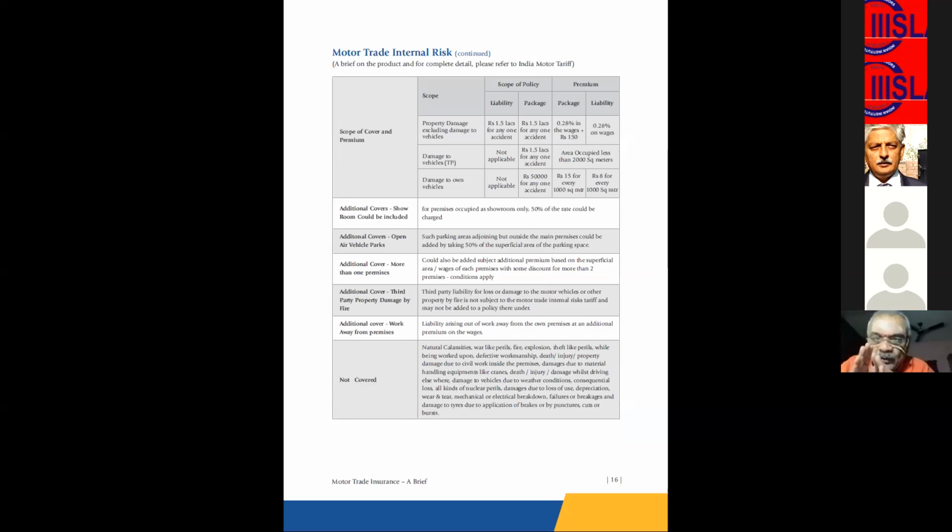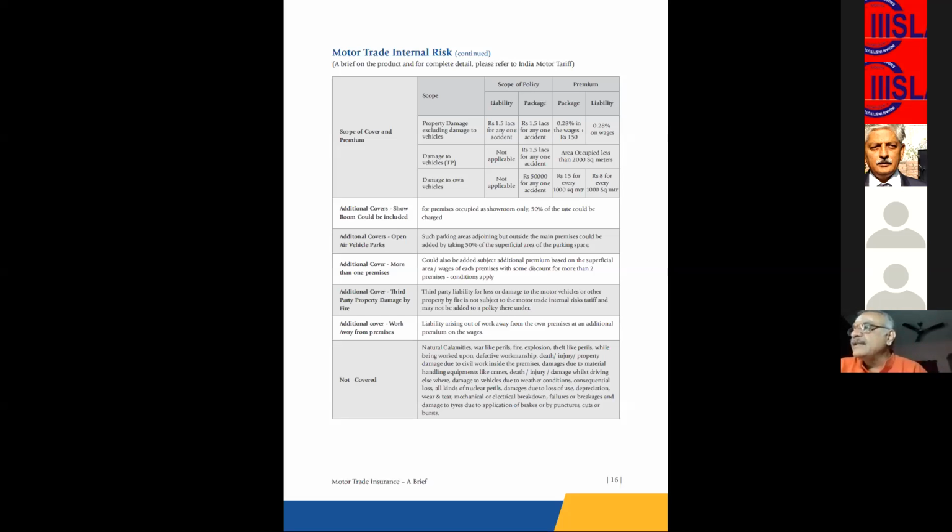So I need to once again repeat: a road risk policy, trade insurance, is for driving outside. Internal risk policy is for driving inside. That is how you need to differentiate. When you are driving inside, there is no kilometer restriction because it is inside the premises. Driving outside will have a restriction in kilometers.